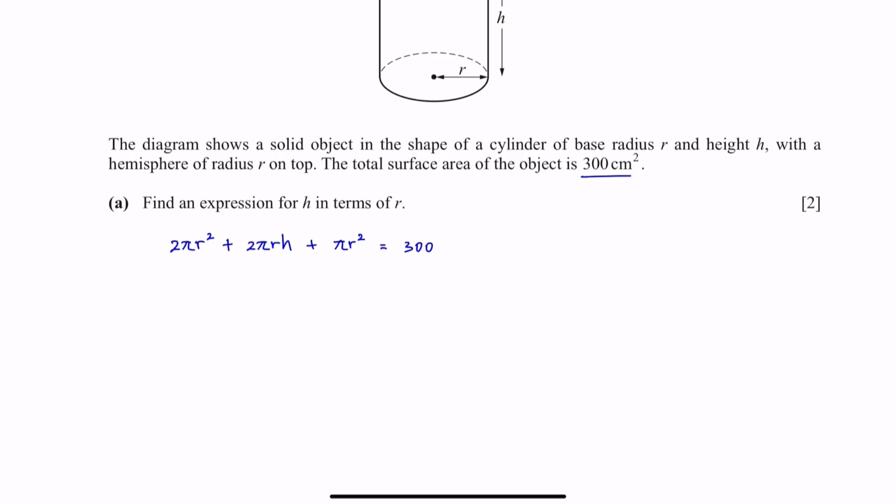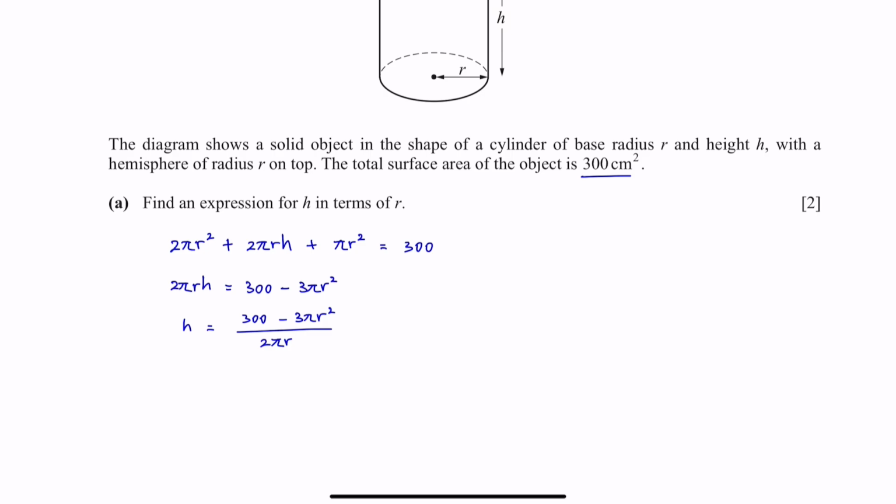Let's simplify the equation. So we have 2 pi r h equals 300 minus 3 pi r squared, and we need to make h the subject. So h is equal to 300 minus 3 pi r squared over 2 pi r.